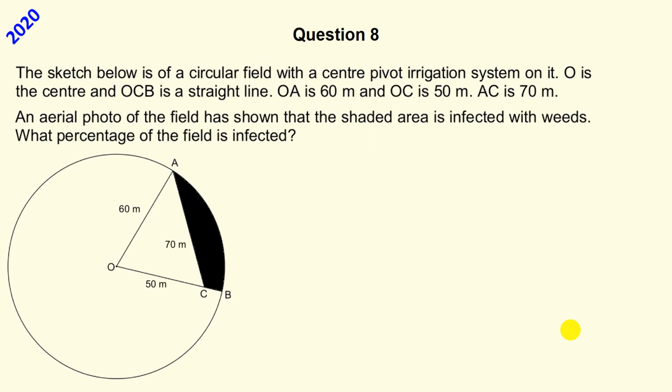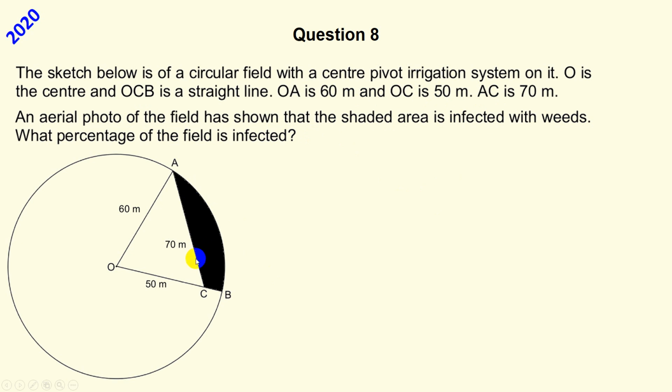Here is a radian question. So we have a circular field, a center pivot irrigation scheme. So this is a circle with center O, radius 60. OCB is a straight line. OA is 60, OC is 50, AC is 70. An aerial photograph has shown that the shaded area is infected with weeds. What percentage of the field is infected?